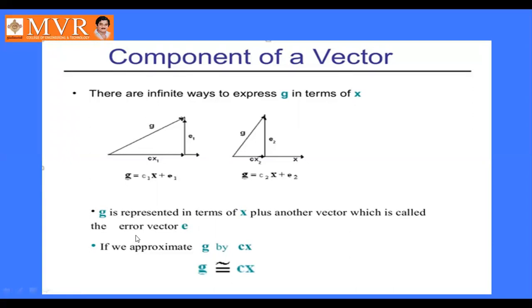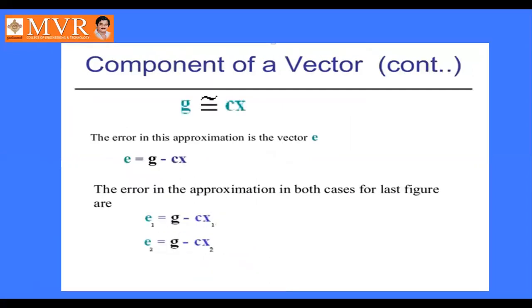Suppose we approximate g by c into x. Here we are taking the approximation of one vector as another vector. So if you approximate g as c into x, then g is approximately equal to cx. Right. So g is approximately equal to cx.